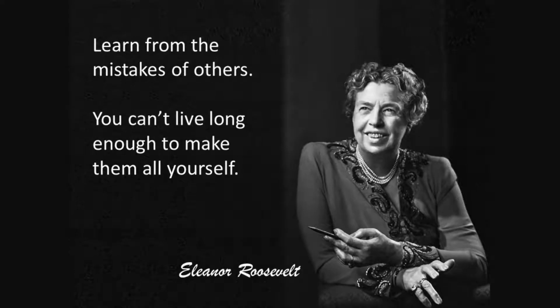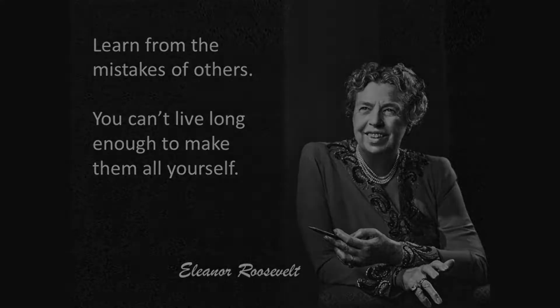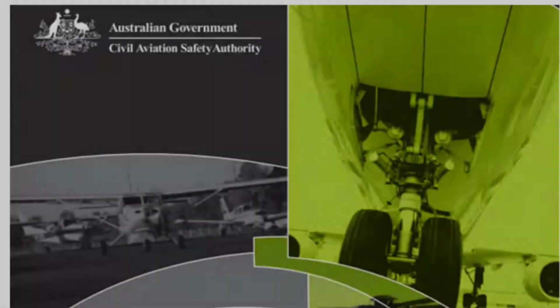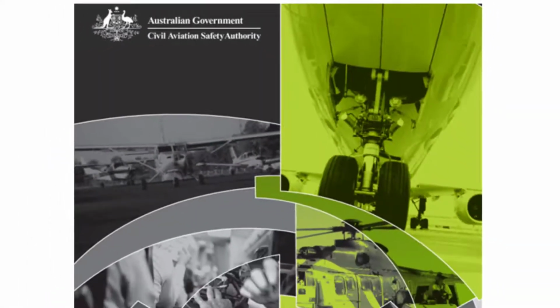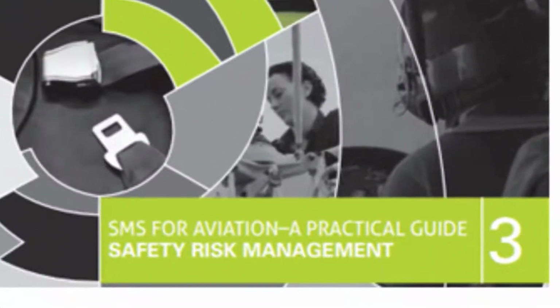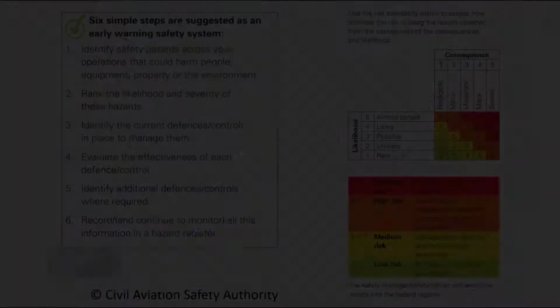Eleanor Roosevelt told us to learn from the mistakes of others because you can't live long enough to make them all yourself. This advice is particularly true in aviation. The International Civil Aviation Organization, ICAO, has mandated that all members, including Australia, must adopt safety management systems that incorporate processes for organisations to share knowledge about hazards.